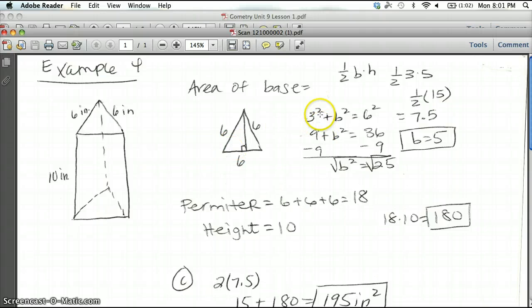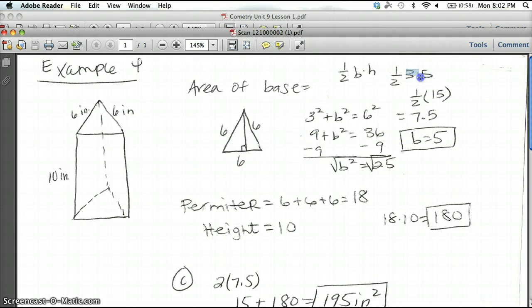So 3 squared plus b squared, because I don't know my height, is equal to 6 squared. Okay? So 3 squared is 9, so 9 plus b squared is equal to 36. I subtracted 9 from both sides. I got b squared is 25, and to get b by itself, I'm going to take the square root. So my height is 5, because the square root of 25 is 5. So it's 1/2 base times height. So it's 1/2. My base is actually 6.